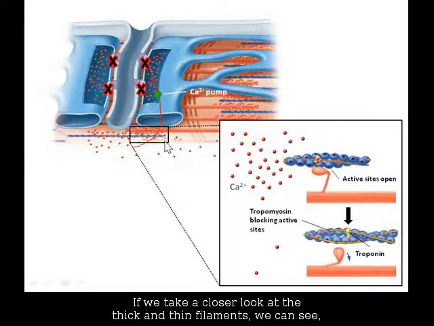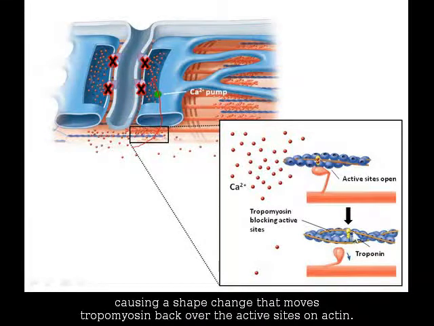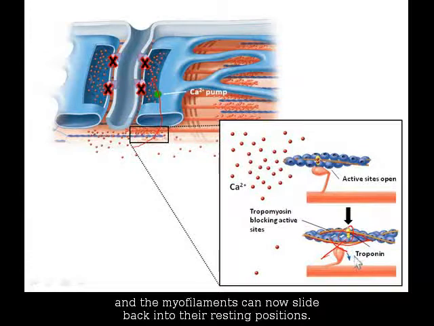If we take a closer look at the thick and thin filaments, we can see as the calcium concentration drops, calcium is released from troponin, causing a shape change that moves tropomyosin back over the active sites on actin. Once the active sites are covered, the myosin heads cannot form cross bridges, and the myofilaments can now slide back into their resting positions.